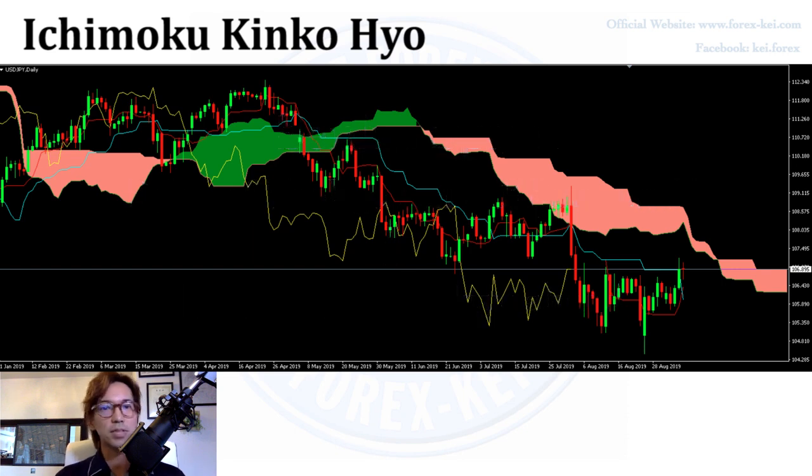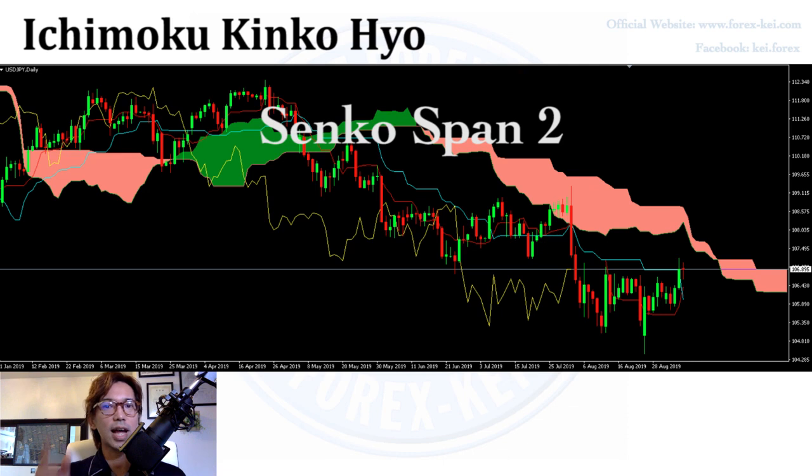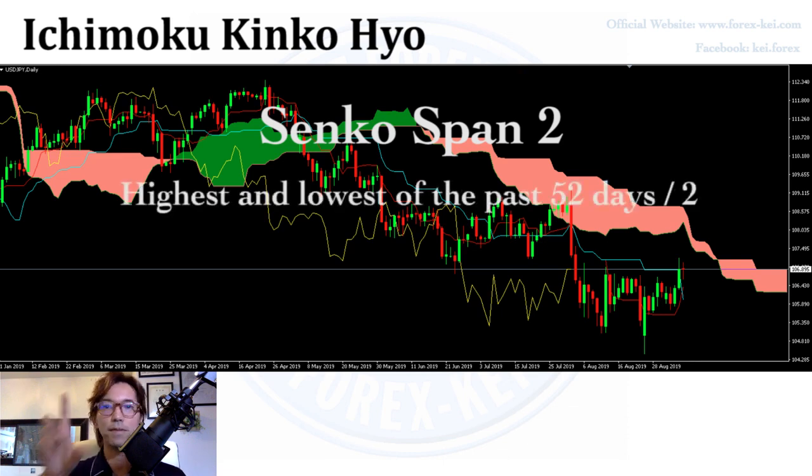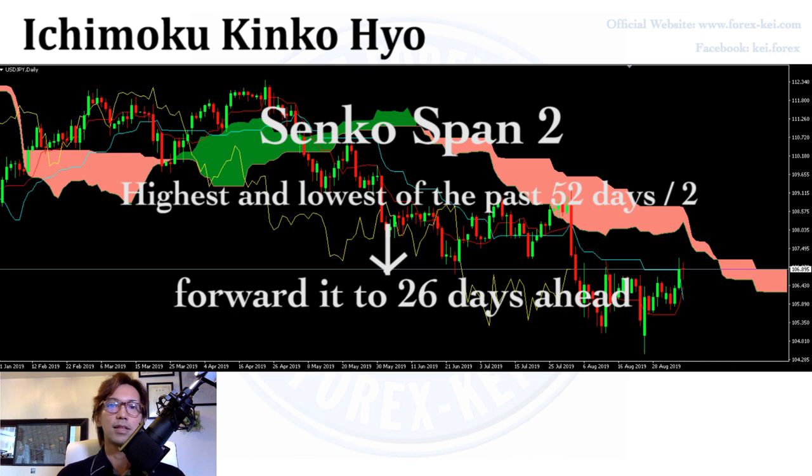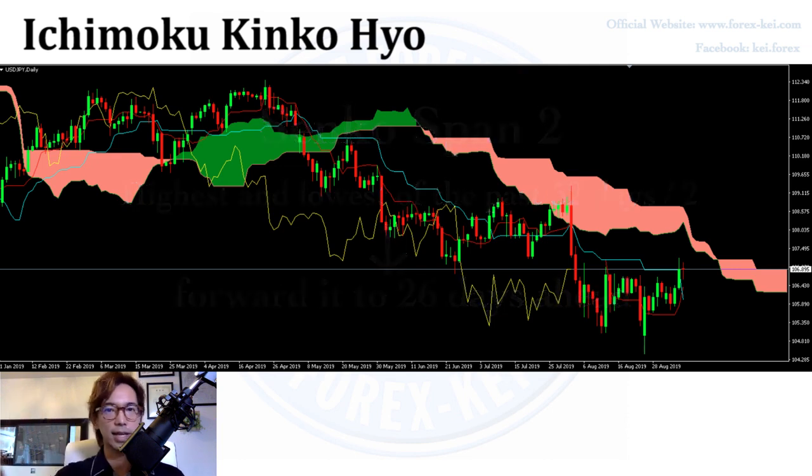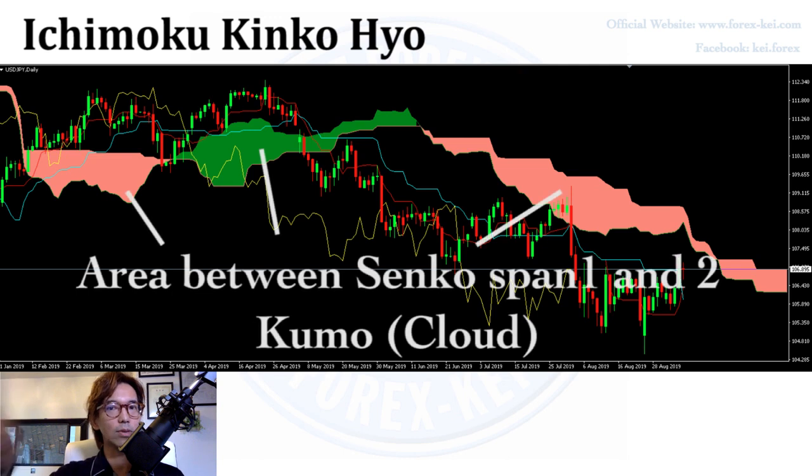So what about Senko span 2? This one is you take the highest and lowest price of the past 52 days, divide them by 2, get the middle point, and forward it to 26 days ahead. This is Senko span 2 or lead 2, right? So Senko span 1 is the middle price of Tenkan sen and Kijun sen moved 26 days ahead, and Senko span 2 is the middle price of the past 52 days moved 26 days ahead. And the area between these Senko span 1 and 2 is called kumo or cloud.